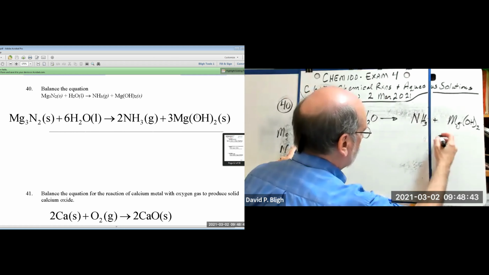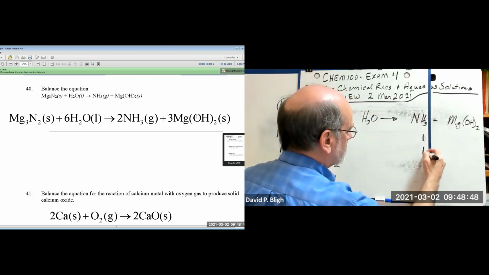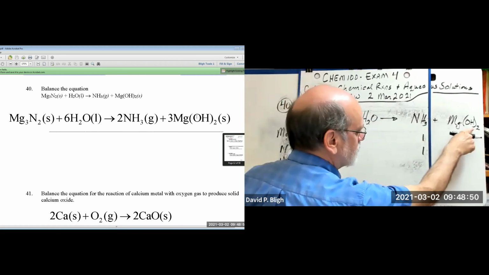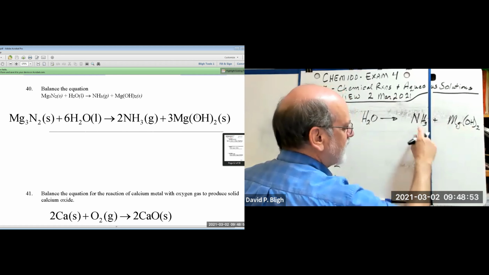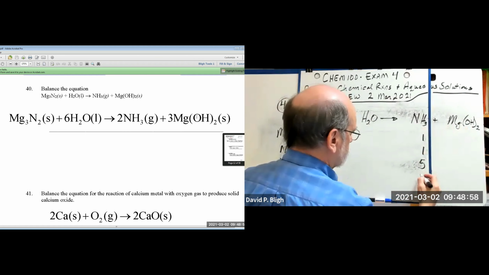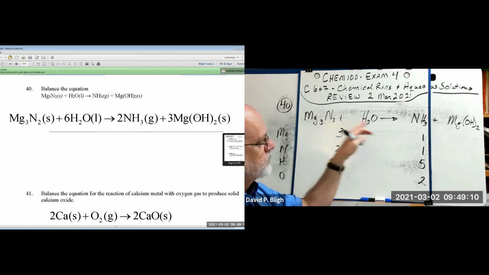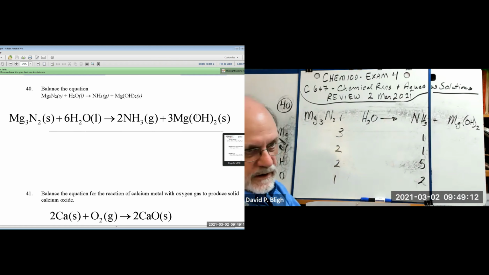Magnesium on this side, we have 1. Nitrogens, we have 1. Hydrogens, we have 2, plus 3 is 5. And oxygens, we have 2. Okay? Now, do we have any elements that are in 2 different locations, like that last one we were doing? Let's see. No, that's 1 location. That's 1 location. Okay. So it should be fairly simple. Should be is the key word there.